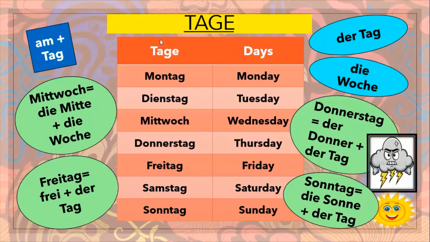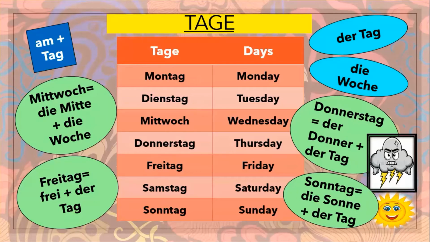So we have Monday, Montag, Tuesday, Dienstag, Wednesday, Mittwoch. And note that this word Mittwoch is the only day that does not have the word Tag at the end of this word, but it has something else.